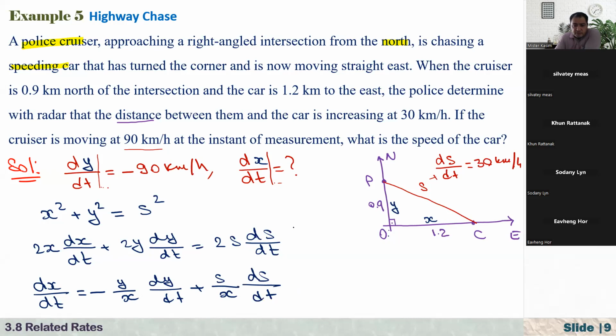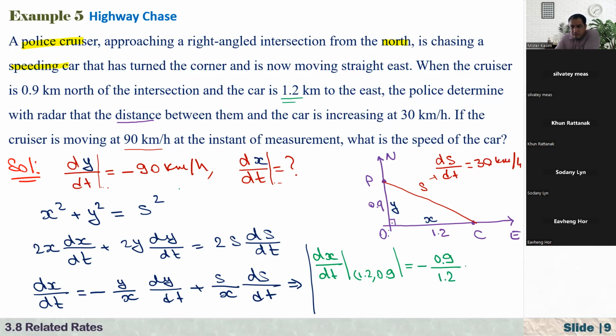Next, I need to find the last one. Let me draw a line here and continue. I have to find this dx/dt at that instant. At that instant, x is 1.2 kilometers and y is 0.9. So that's equal to minus, what is y? y is 0.9 over x, which is 1.2, times dy/dt.